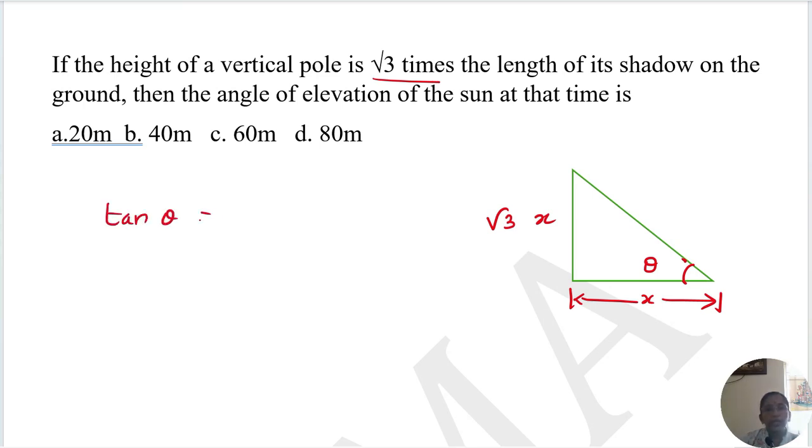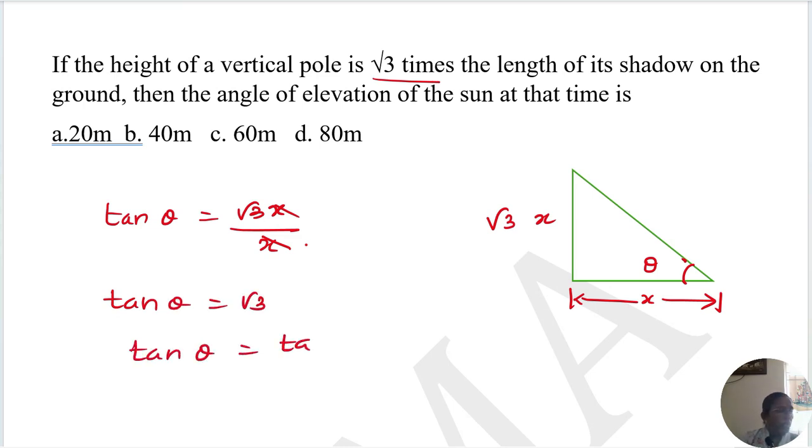So opposite and adjacent are involved in this problem. So tan theta is equal to root 3x opposite and x adjacent. So these two will get cancelled. So tan theta is equal to root 3, and root 3 is nothing but tan of 60 degrees. So theta value is equal to 60 degrees.